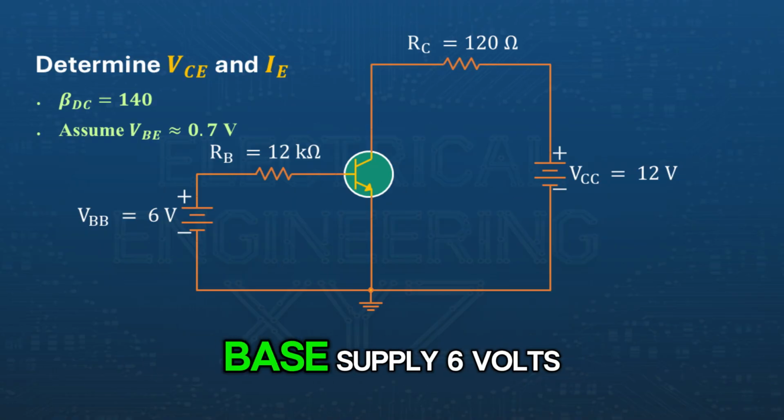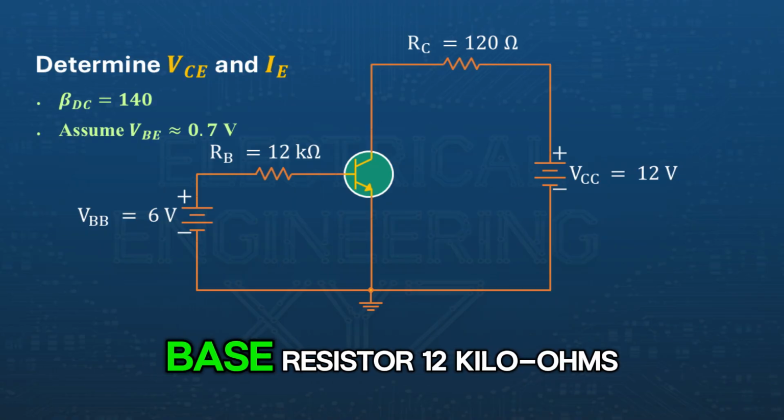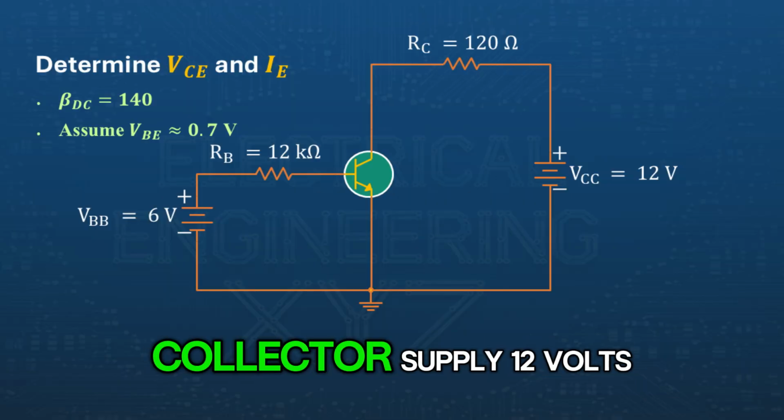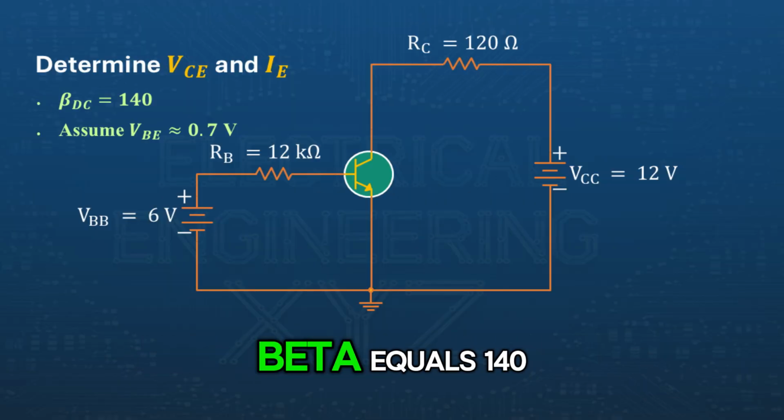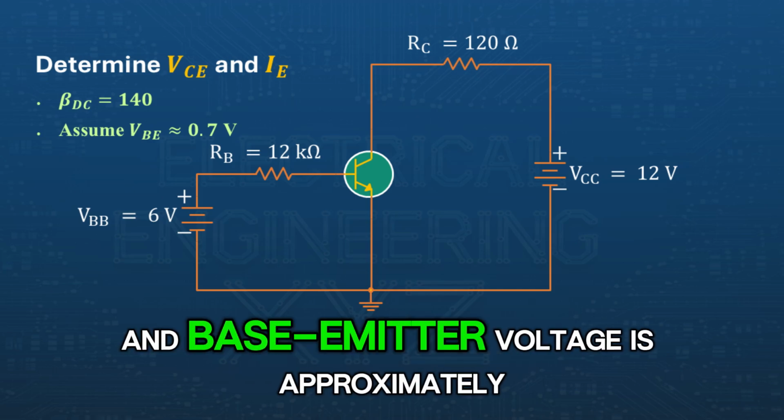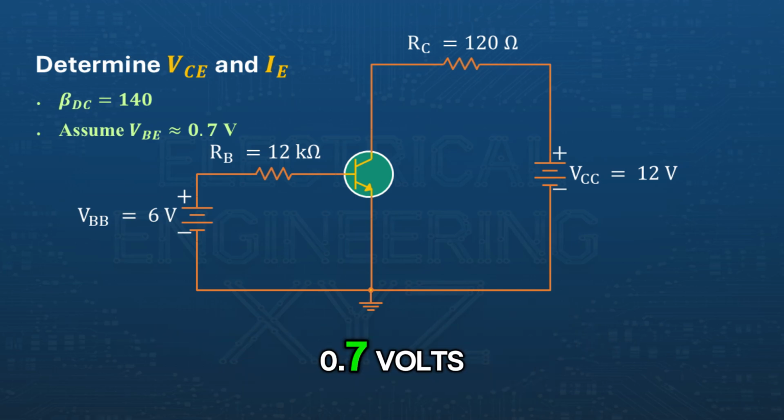The circuit values are: base supply 6 volts, base resistor 12 kilo ohms, collector supply 12 volts, collector resistor 120 ohms, beta equals 140, and base-emitter voltage is approximately 0.7 volts.